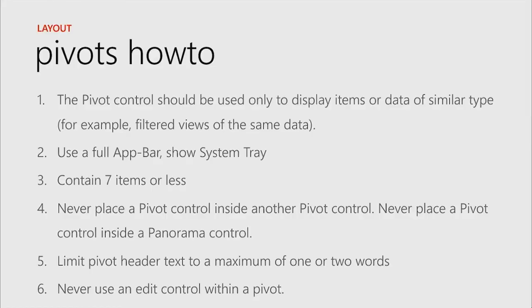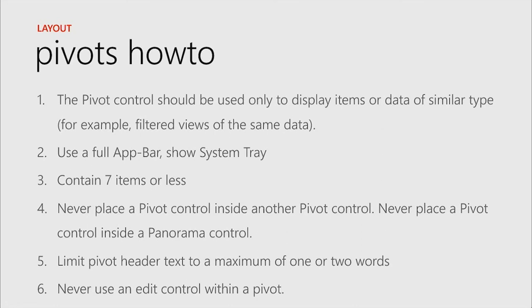All right, here's a couple of pivot how-tos. The pivot control should be used only to display items or data of similar type. So don't use it with all kinds of different crazy controls from one page to the other. Use a full page, a full app bar, and also show the system tray. We always want you to show the system tray as much as possible.